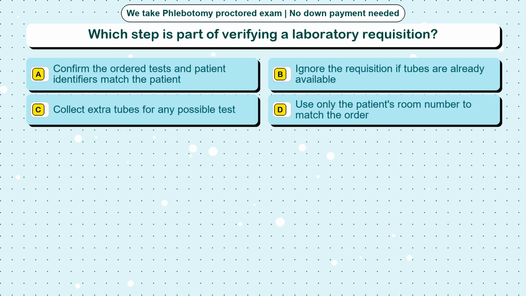Question 23. Which step is part of verifying a laboratory requisition? Option A, confirm the ordered tests and patient identifiers match the patient. Option B, ignore the requisition if tubes are already available. Option C, collect extra tubes for any possible test. Option D, use only the patient's room number to match the order.